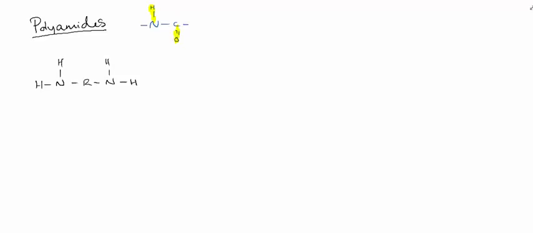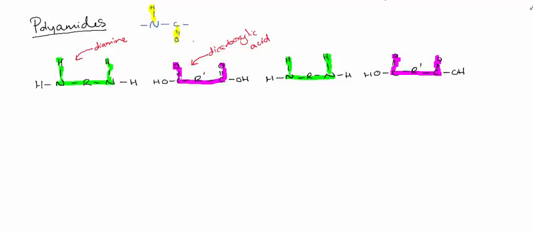So if we have a look at an example where we have a diamine monomer, we can see here we've got an amine group on each end, so it's a diamine. And a dicarboxylic acid. Being a condensation reaction, we're going to get a small molecule formed, which is water, H2O.